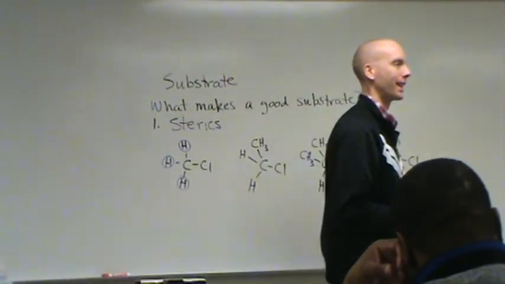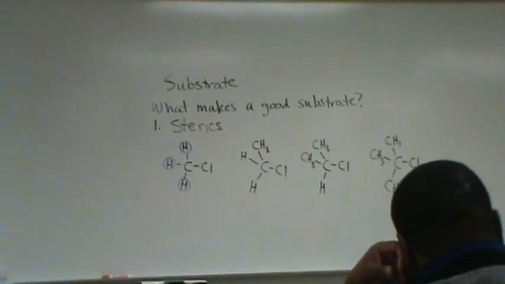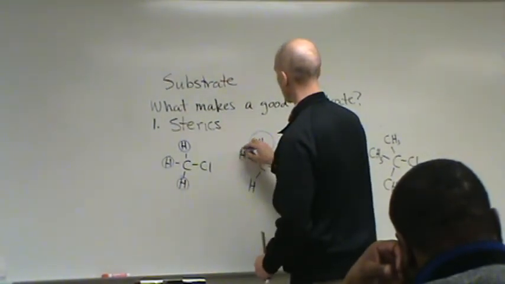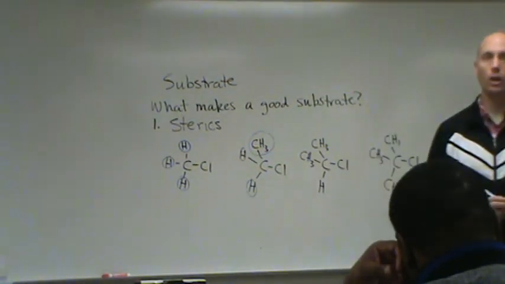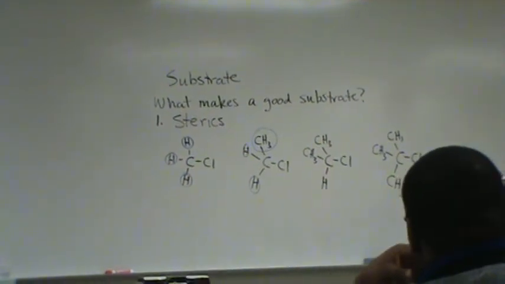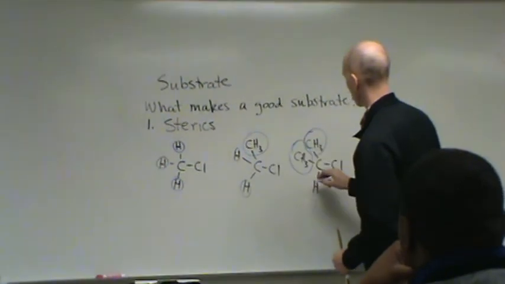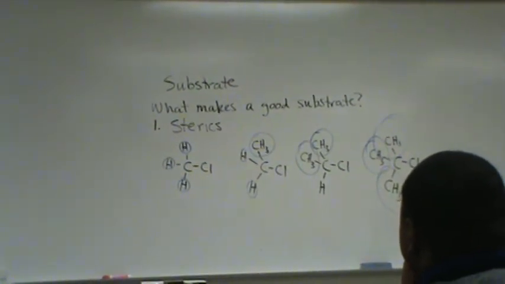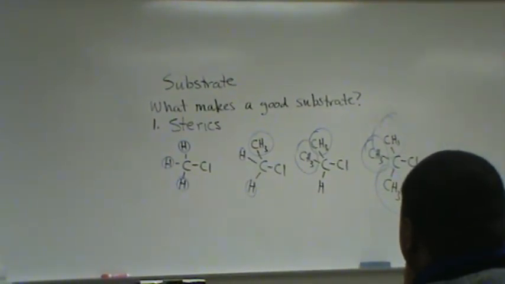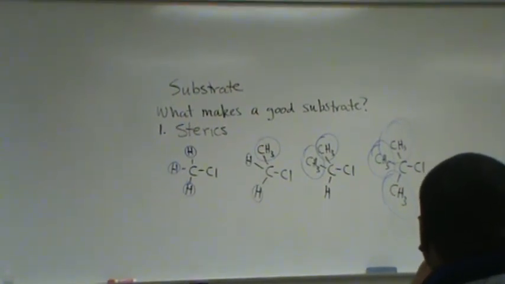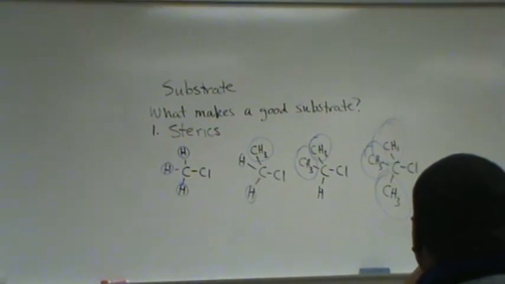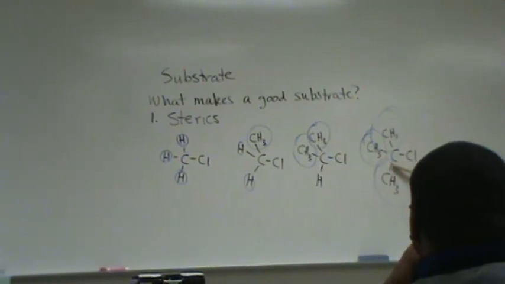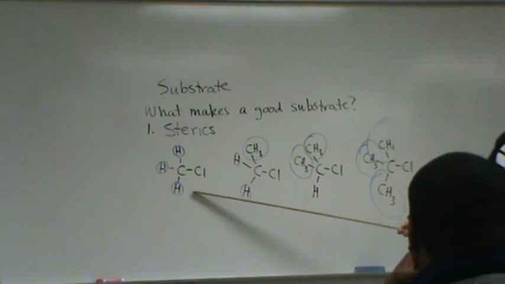Hydrogens are tiny. They're like little points of a pen. But as soon as you enter something else, like a carbon, CH3, now I have a bigger group. And now I have two bigger groups. And now I have three bigger groups. Get the idea? Easy question, easy answer. Which of them could allow the nucleophile to get in the easiest? This one here. See how easy that was?